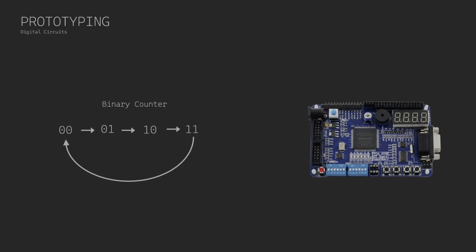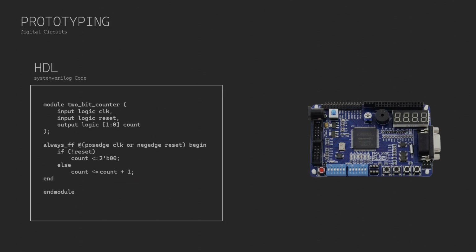With an FPGA, we will be able to build any digital circuit we want, but we don't do any physical connections. We will just write code for the circuit we need, using a hardware description language, HDL. There are many HDLs available. Here we are using SystemVerilog code, and this is the code for the 2-bit counter. This code will create a 2-bit counter in the FPGA.